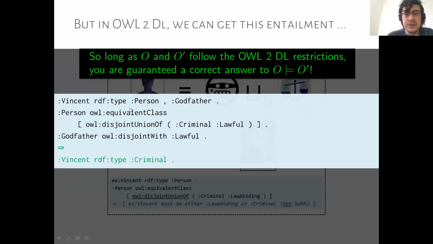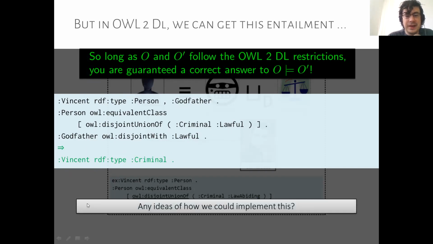So in L2 DL, we can get these sorts of entailments that we saw previously that were not possible from the rules. So Vincent is of type Godfather, person is equivalent to the disjoint union of criminal or lawful. Every person is either criminal or lawful. Something cannot be a Godfather and lawful at the same time, which tells us that if Vincent is a person, Vincent must be criminal or lawful, it cannot be lawful, therefore must be criminal. So we infer that Vincent is a criminal here.